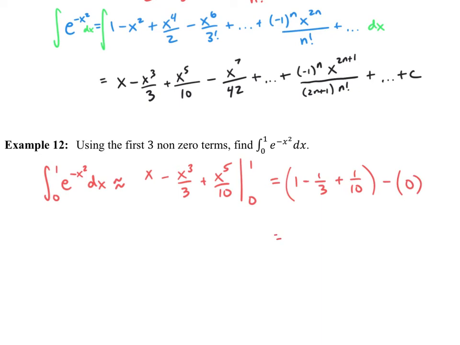If we were to combine all of these, we would have a common denominator. So we'd have 30 over 30 minus 10 over 30 plus 3 over 30. So that would give us a total of 23 divided by 30. That's going to be our approximation for that definite integral. Let's move on to the next page.